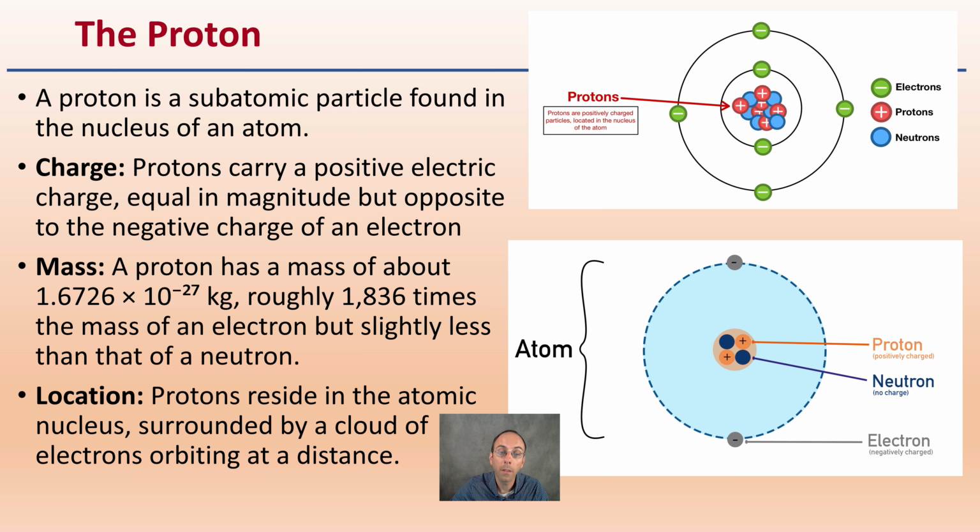Now the protons specifically, when we look at this in more detail, they carry a positive electrical charge, equal in magnitude, but opposite to the negative of the electron. If you want to get to the exact mass, it's roughly 1,836 times the mass of an electron. It's slightly less than a neutron, but for the most part, we consider proton and neutron masses to be equal. The protons do reside in the atomic nucleus, surrounded by a cloud of electrons orbiting at a distance.